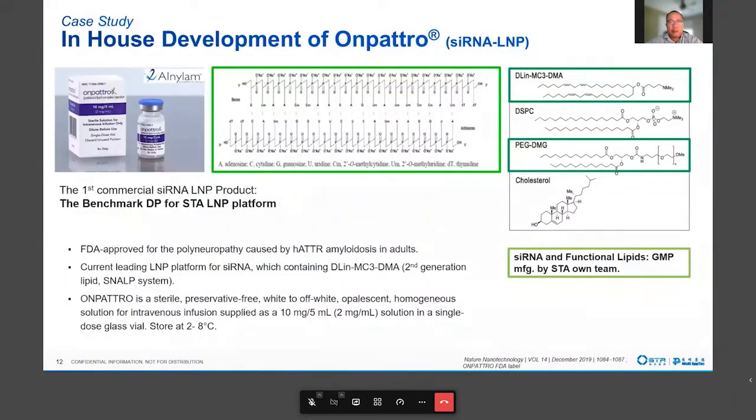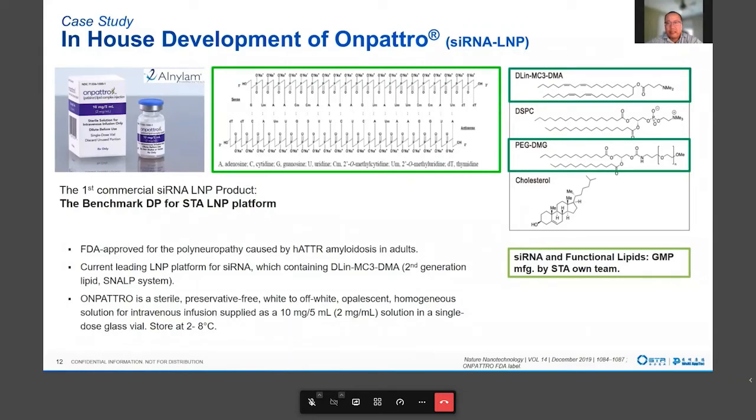As I mentioned previously, we're taking Onpattro as our benchmark oligo LNP product for platform development and validation. As many of you already know, Onpattro, developed by Alnylam, is the first commercial oligo LNP product. The formulation includes the siRNA targeting TTR gene expression and four lipid components. In particular, MC3 is the ionizable lipid. PEG-DMG is a PEG lipid which shields the LNP particle with a polyethylene glycol layer during circulation and deshields upon entering the cell to deliver the payload. DSPC and cholesterol are the structural lipids in the LNP formulation.